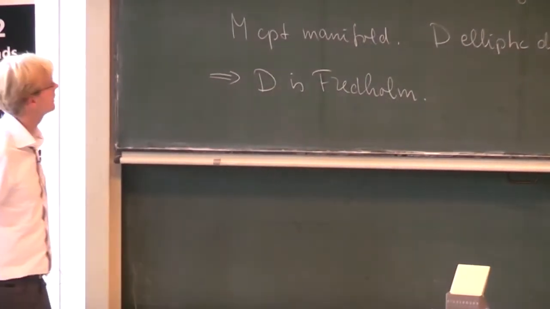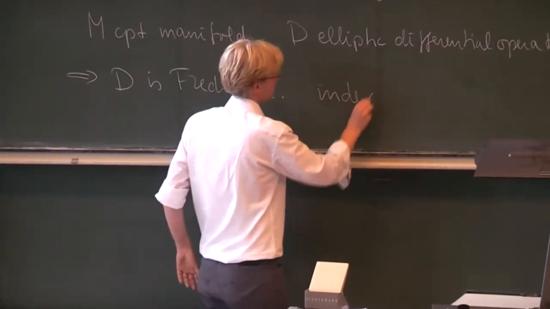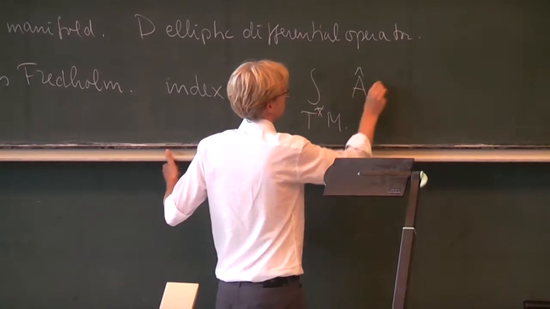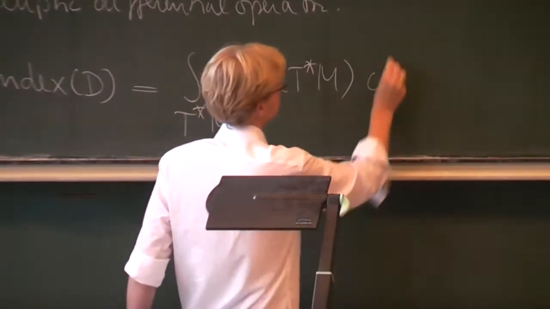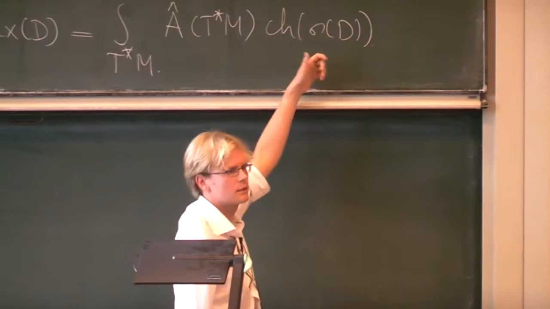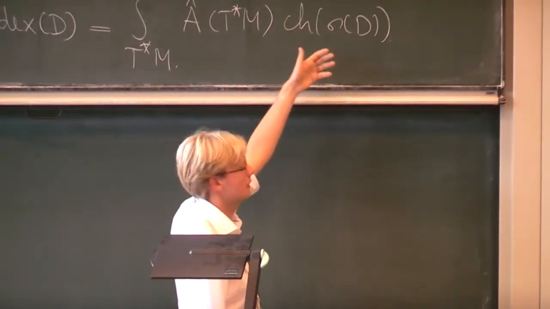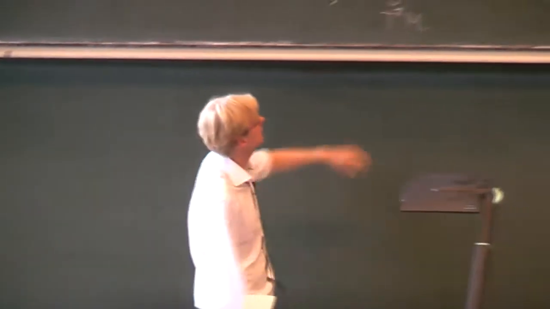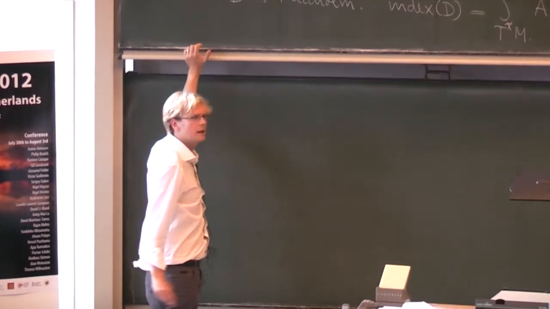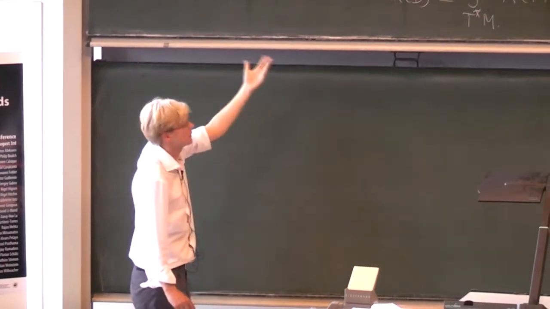So I can talk about the index, and the Atiyah-Singer index theorem gives an expression for this index as an integral of some characteristic classes that are related to the manifold M and the operator D. So this is a characteristic class that's intrinsically associated to the manifold M, and sigma of D. Sigma is the symbol, and the symbol determines a K-theory class. You can take the Chern character of that, and in the end, you end up with a differential form which is closed, and you can integrate it over T star of M, and then the theorem says that that is equal to the index.